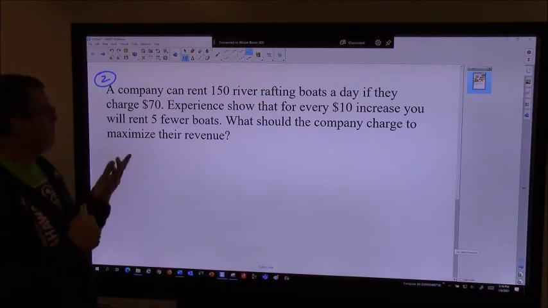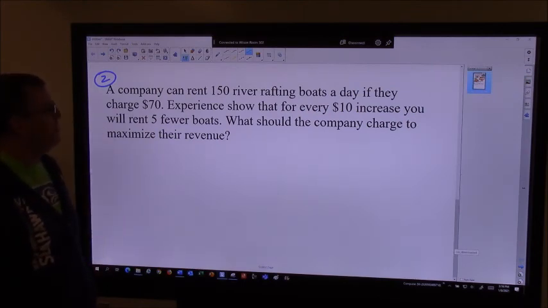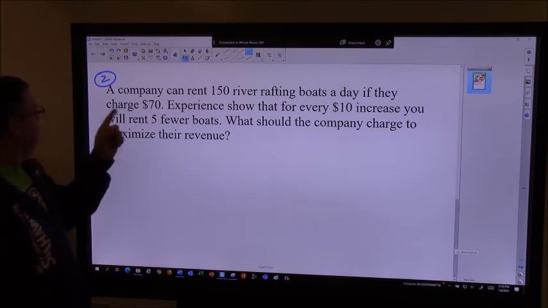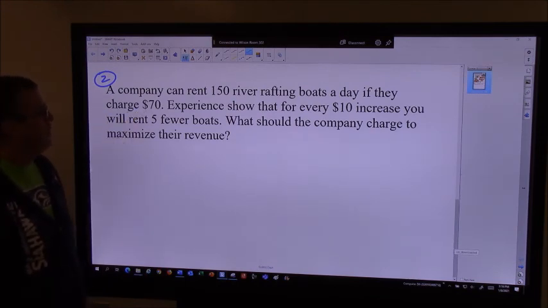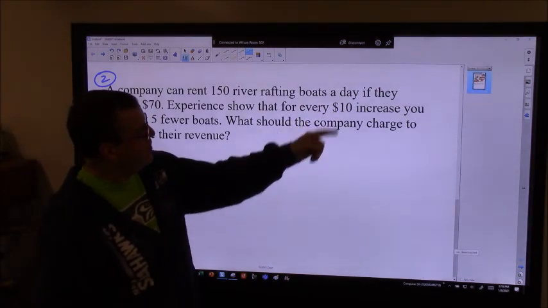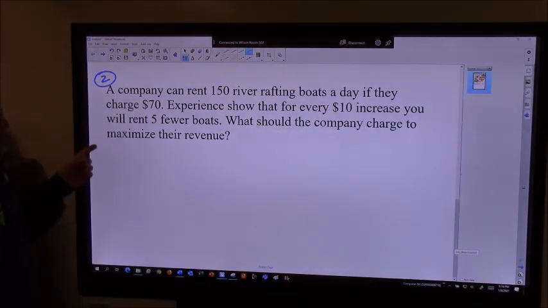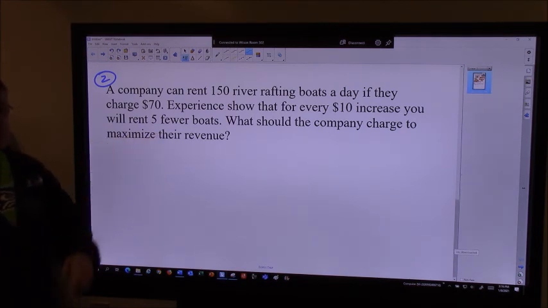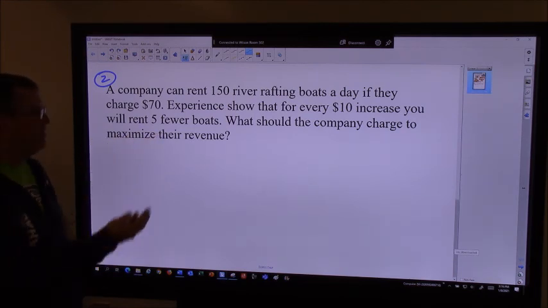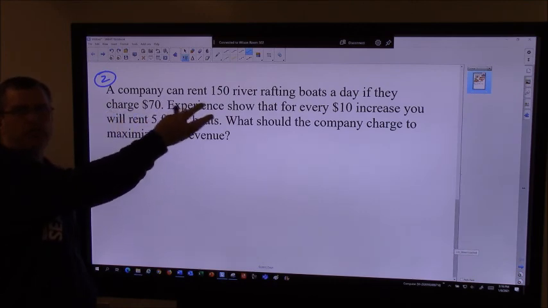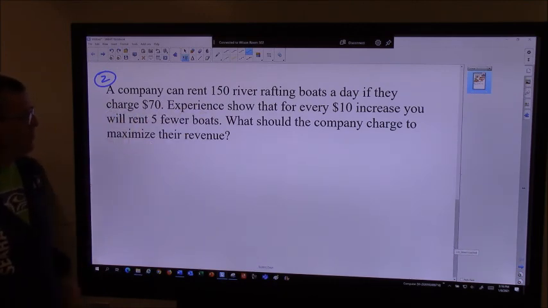All right, so this is a similar problem. It says here that a company can rent 150 river rafting boats a day if they charge $70. Experience shows that for every $10 increase, you will rent 5 fewer boats. What should the company charge to maximize their revenue? Sounds like the same problem, we're just talking about boats instead of Christmas lights. All right? You guys go ahead and try it.